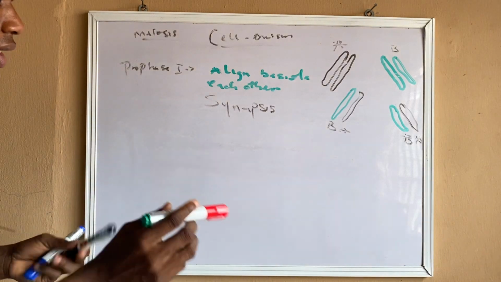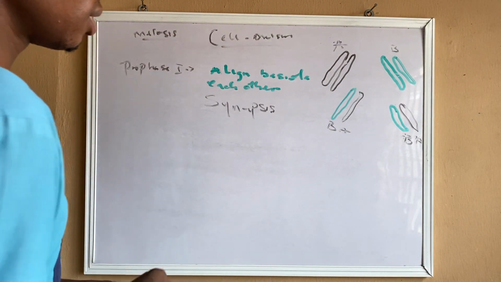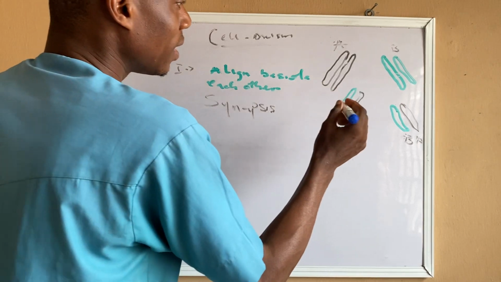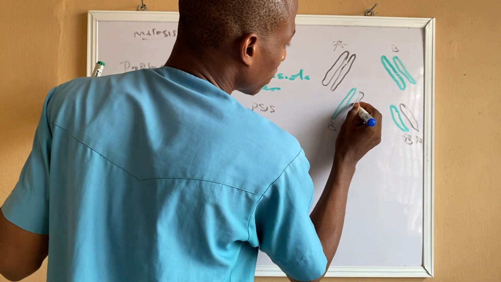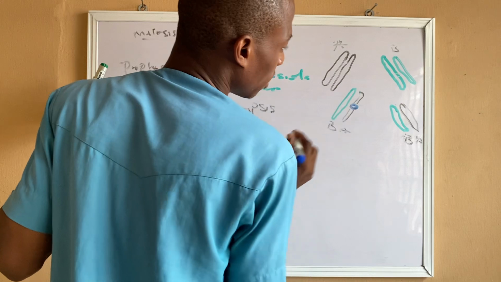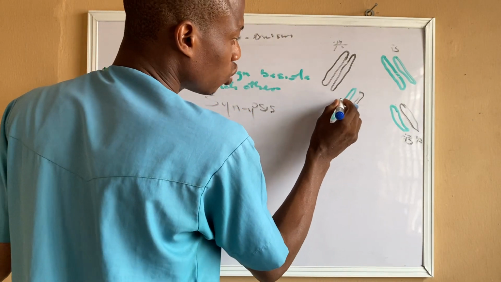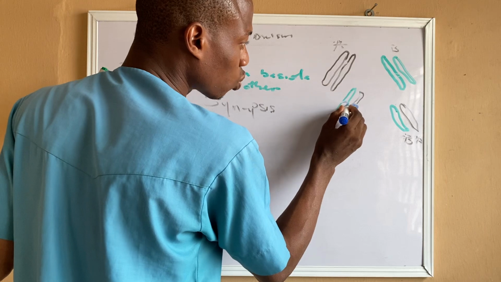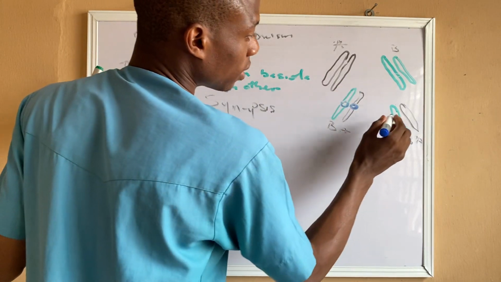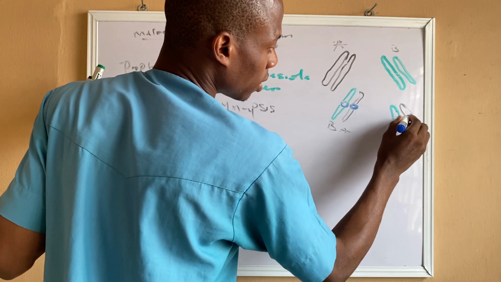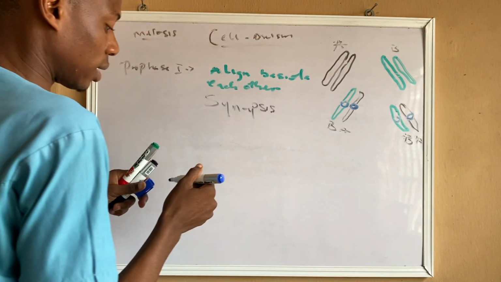But it's not, their work has not yet finished. What is next is that in these chromosomes there is something called chromatid. I'm using another color, which is blue, right? The reason why I'm using this color is for us to understand chromatid. This is their chromatid. Yes.